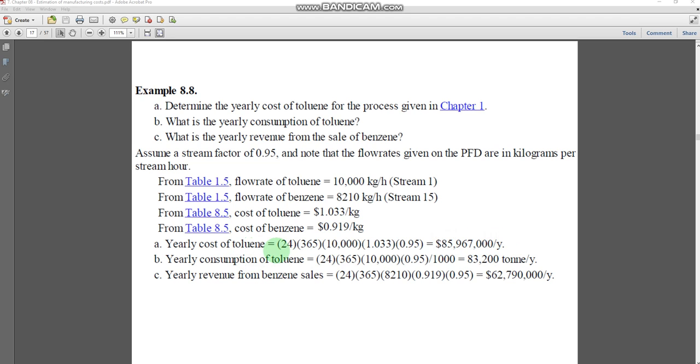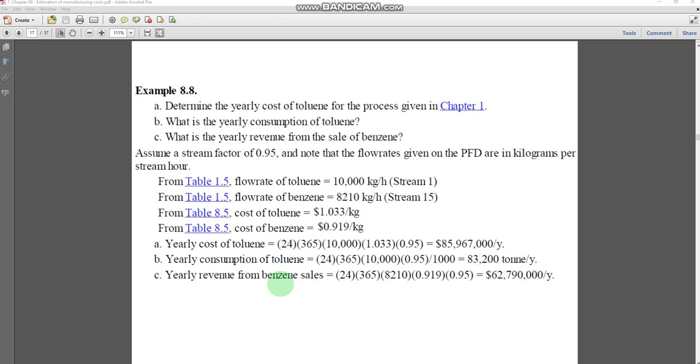Then similarly, we have to calculate the yearly consumption of the toluene. When you're talking about the consumption of the toluene, you don't need to include the cost. So 24 hours per day, 365 days per year, then the flow rate in terms of kg per hour, then the stream factor, and you divide by 1000 to convert the kgs into tons. So the yearly consumption of the toluene is equal to 83,200 tons per year.